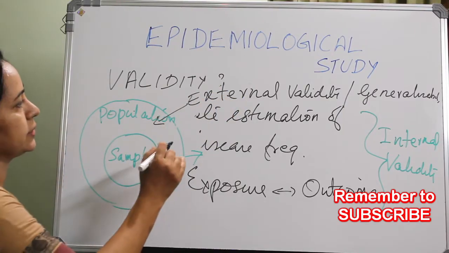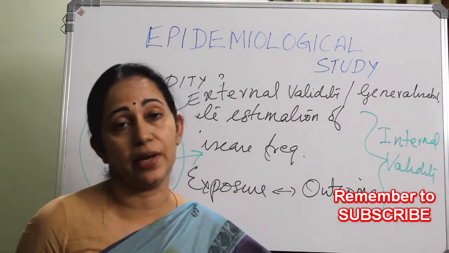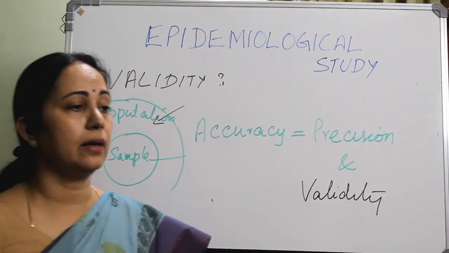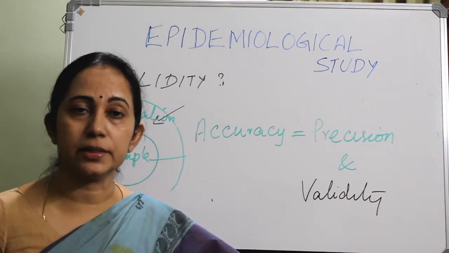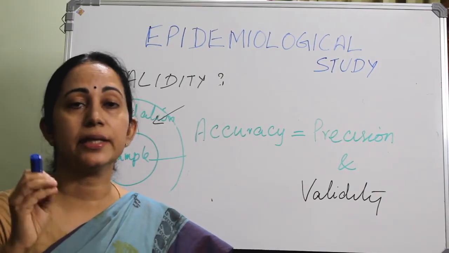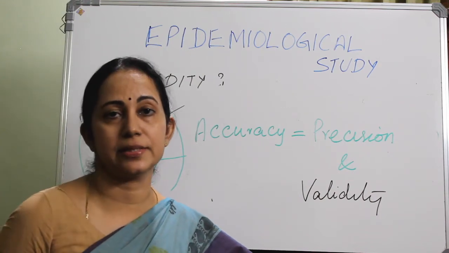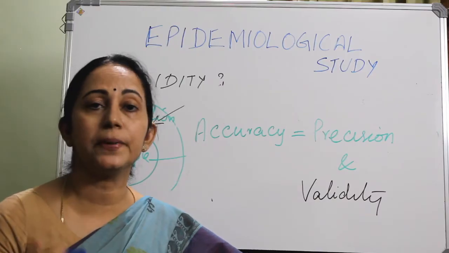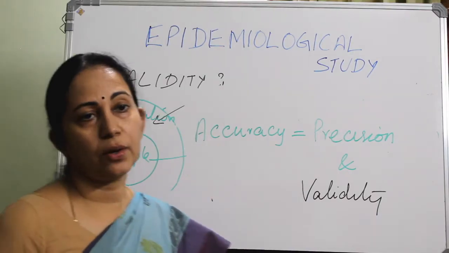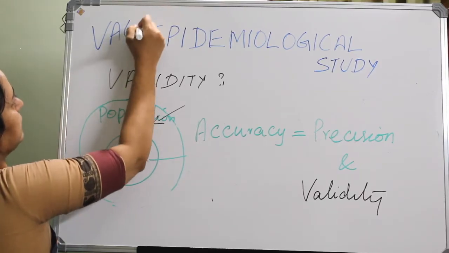And what is accurate estimation? Accuracy is the product of precision and validity. What is precision? You are using a weighing machine to measure the weight of a baby 5 times. You measured 5 times and each time you got a weight of 3.2 kg. So you can tell that the weighing machine is very precise. On repeatedly measuring, you get the same result. So that is precision. And in this class, I will tell you about the validity of epidemiological studies.